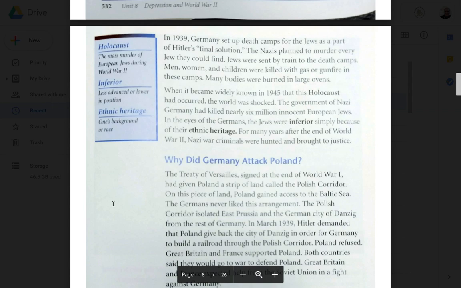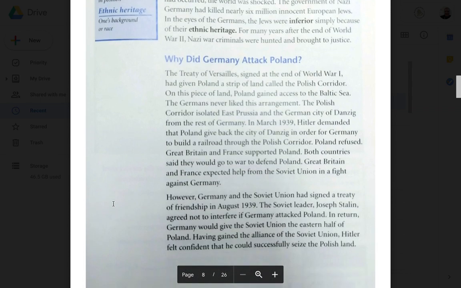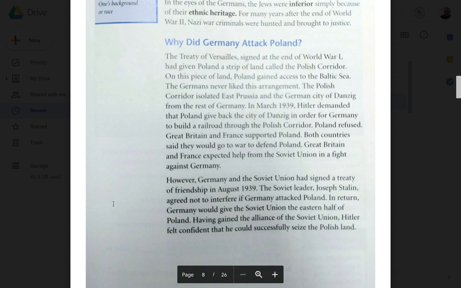When it became widely known in 1945 that this Holocaust had occurred, the world was shocked. The government of Nazi Germany had killed nearly 6 million innocent European Jews. In the eyes of the Germans, the Jews were inferior simply because of their ethnic heritage. For many years after the end of World War II, Nazi war criminals were hunted and brought to justice. Why did Germany attack Poland?